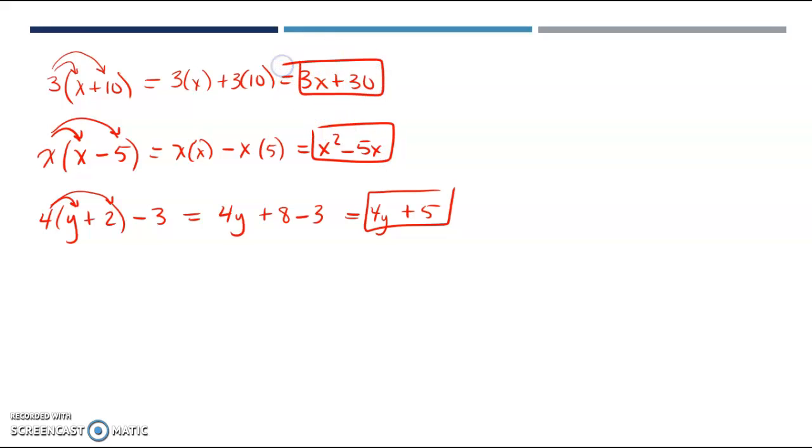So, again, distributive property just means that we distribute our answer, or whatever we're multiplying by, equally across the set of parentheses. So, there's the distributive property. If you didn't know, now you know.